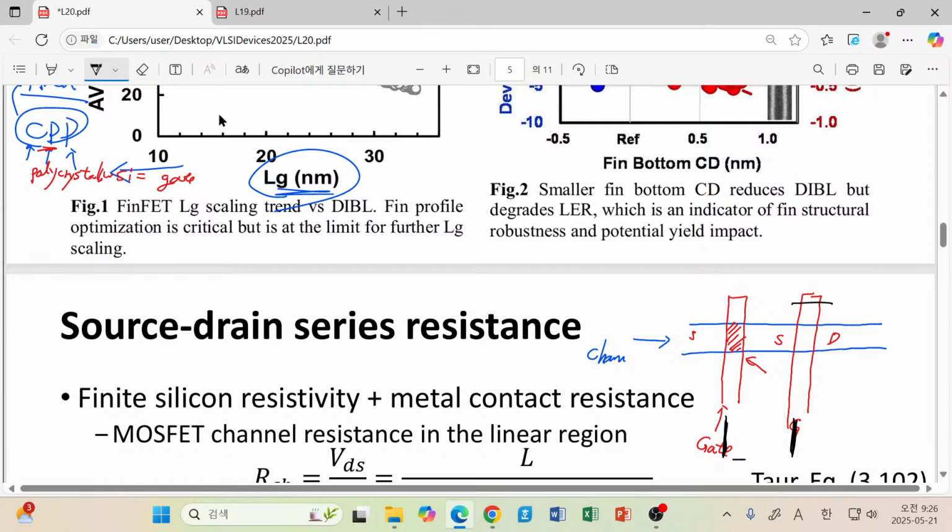So when we say that this is CPP, contact poly pitch, how can we decompose it into different components? For example, starting from the middle point of our gate metal, we have to go half of the gate length. Now you understand this corresponds to half of the gate length, and also here we have half of the gate length. So there are two copies of half gate length, and CPP will have one whole gate length. And now we have the length scale shown here. What is it? This corresponds to the length of a source and drain.